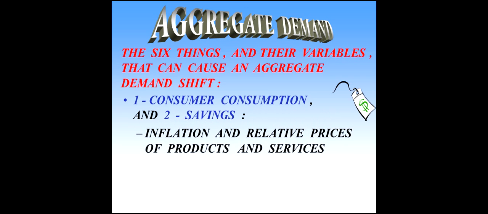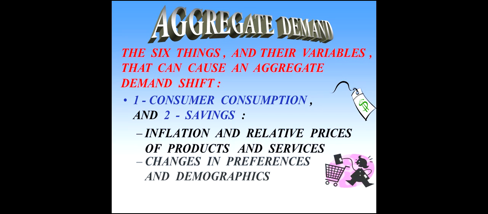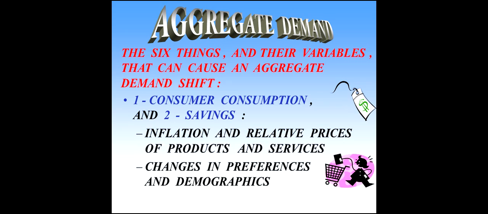Here's the first variable: the inflation rate as it is relative to prices of products and services. Inflation will definitely have an impact on both consumption, what's bought and what can't be bought, and also levels of savings. The second variable is changes in preferences that come about in markets as a result of changing demographics.